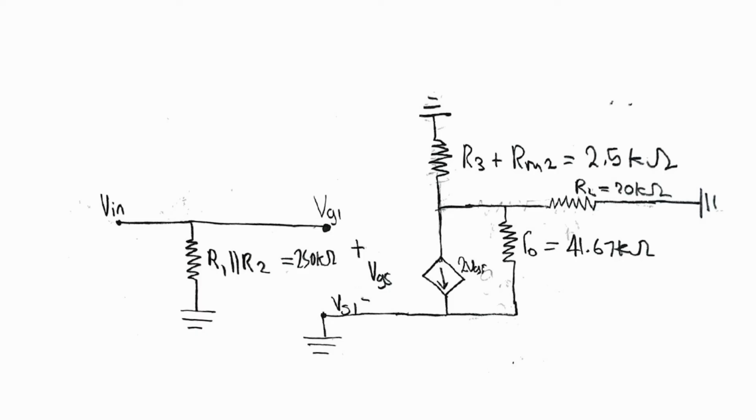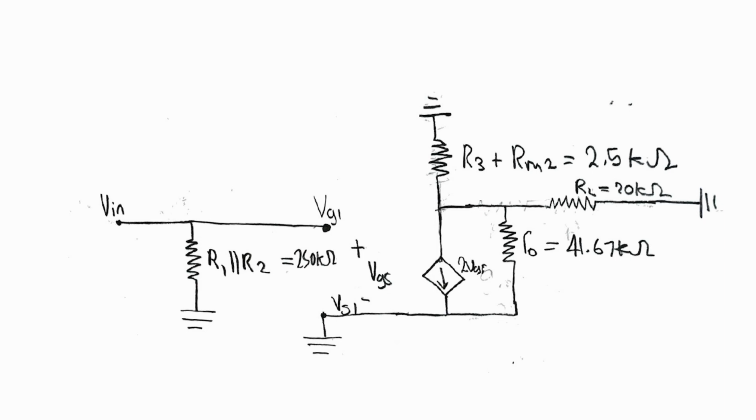After the voltage dependent current source and R0, we need to draw the load resistor, which carries current from this node all the way to ground. And we need to draw R3 and RM2, which in series carry current from that previously mentioned node all the way to the plus 10 voltage source, which we represent as ground in AC analysis.